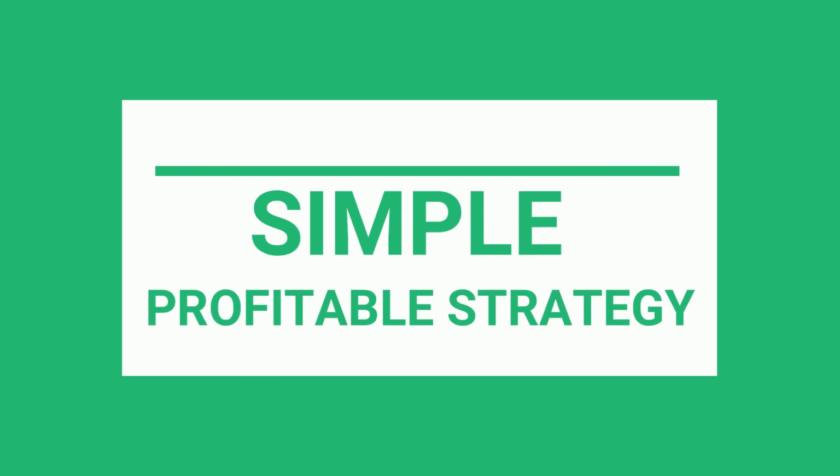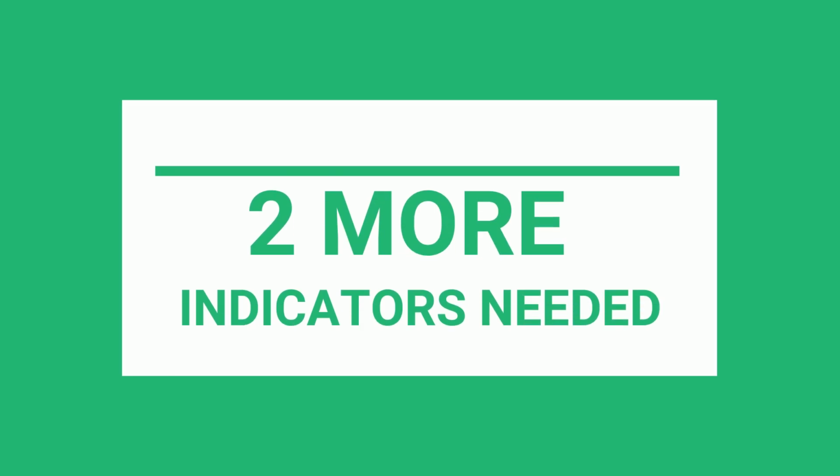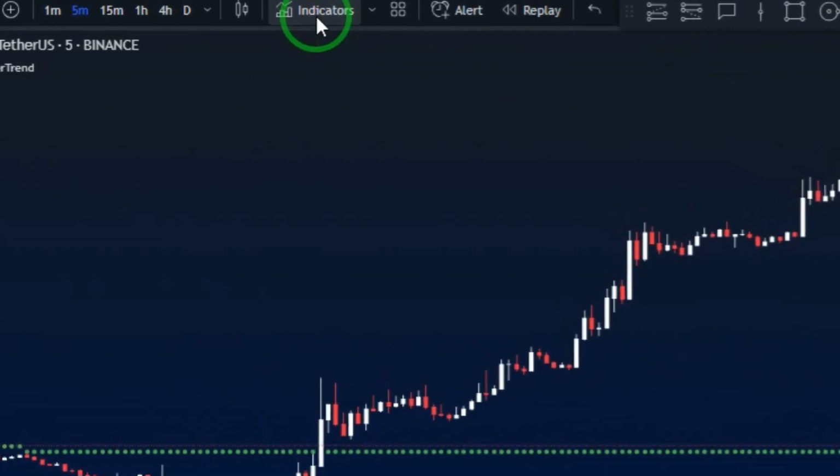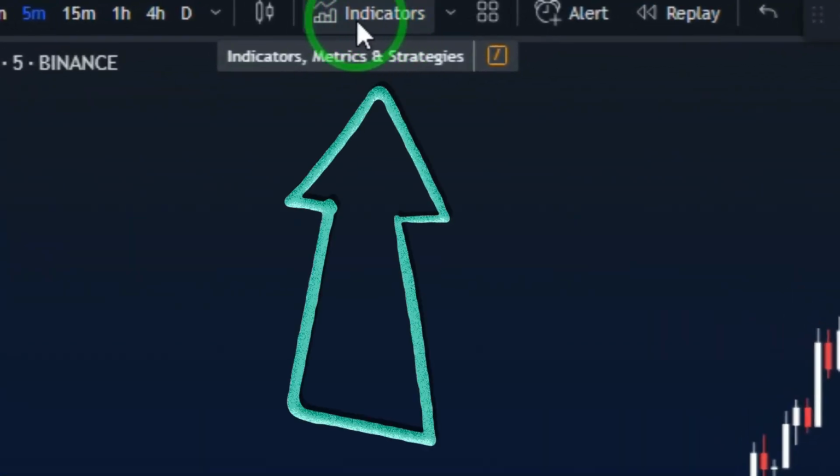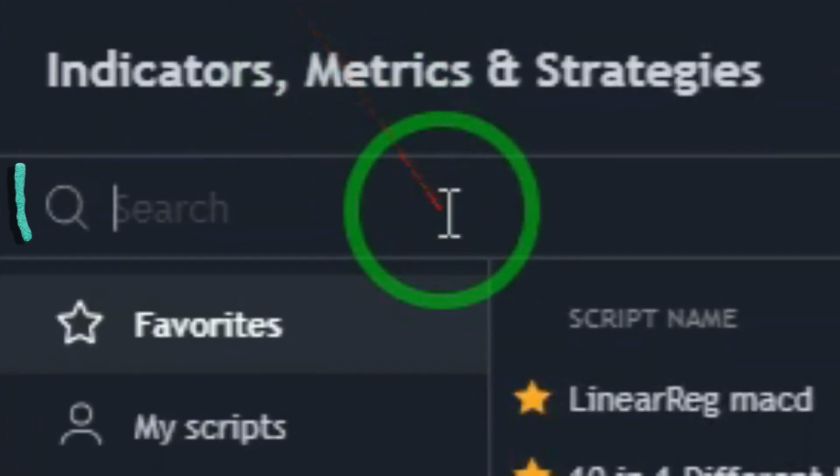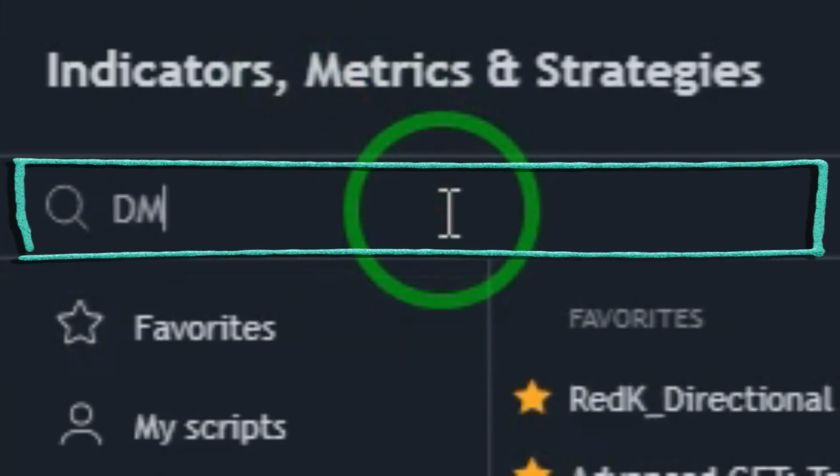As you can see, the logic is so simple. However, there's still a couple more indicators we need to add to filter out as many fake signals as possible. So next, add the directional momentum indicator. This indicator identifies trend direction.